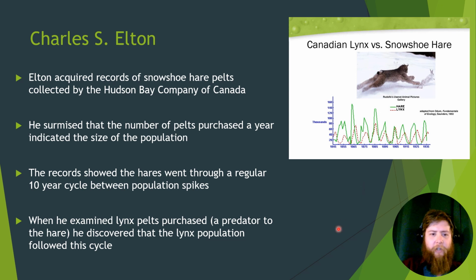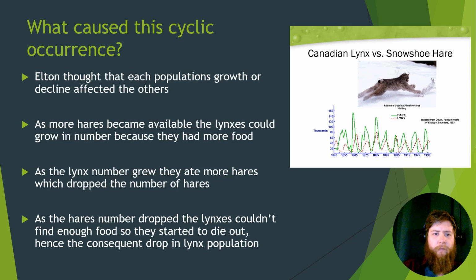And then he also took a look at some other animals, including the lynx, which is a predator of the hare, and he discovered that the lynx had kind of the same thing going on, these spikes and these falls, these high rises and these falls. And Elton asked the question, what caused this cyclic occurrence? What caused these snowshoe hares and lynxes to rise and fall back and forth here?